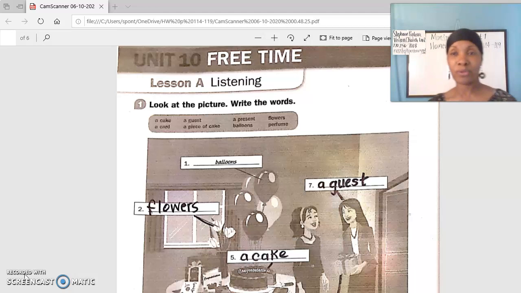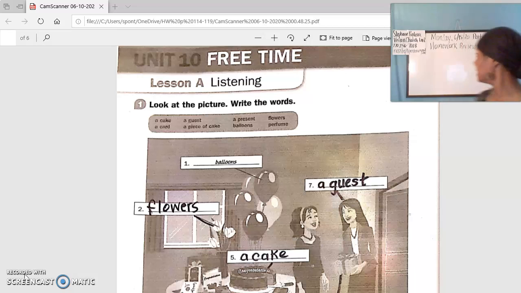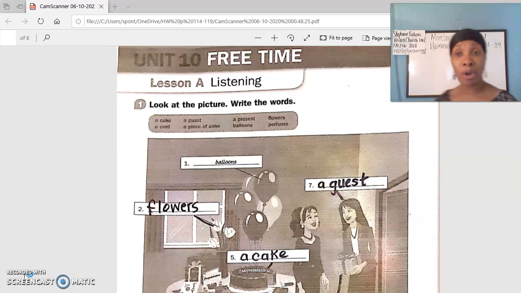We are going to review our homework that I assigned in the last class, and that homework was pages 114 to 119 in the student workbook. This is the class for Monday, June 15th, and this is part one of our class. So I hope you guys are doing great.